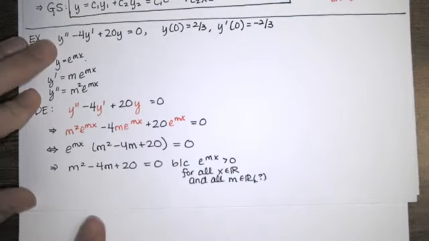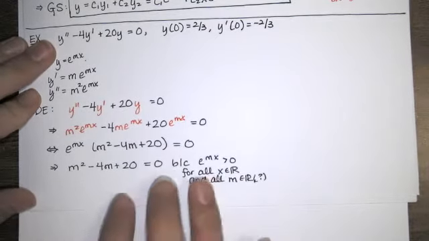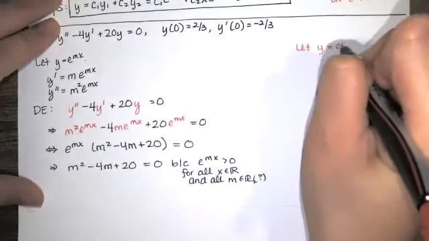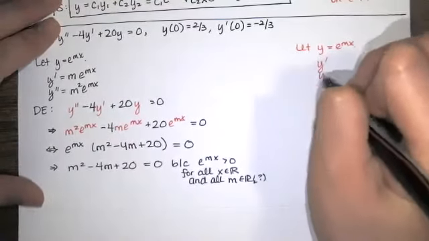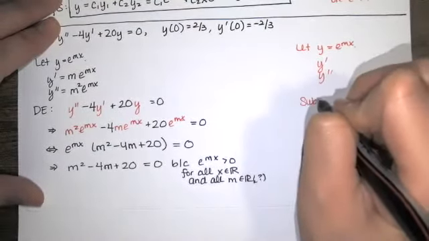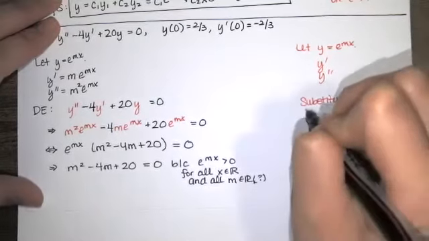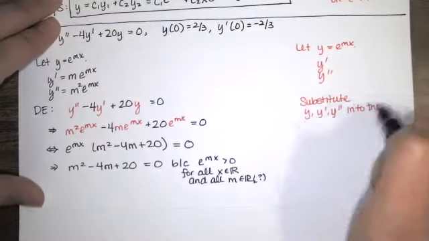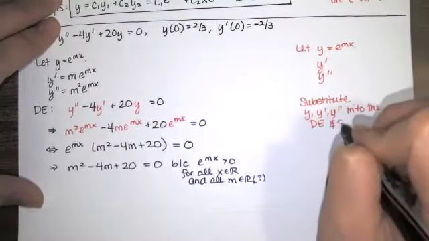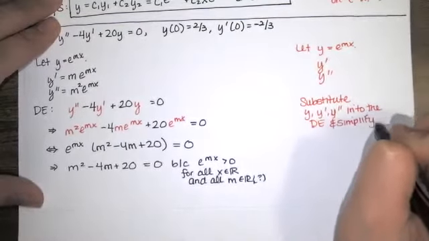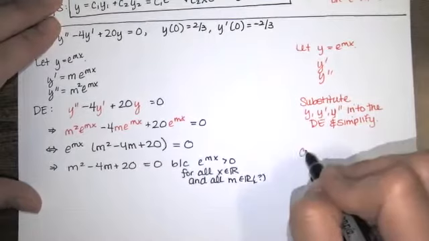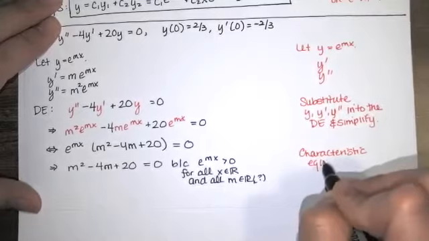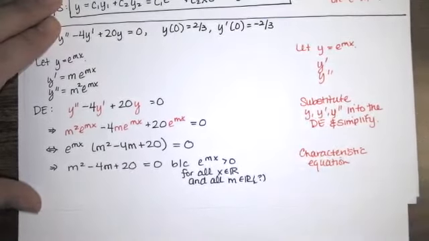So now I've got m squared minus 4m plus 20 equals 0. You can take this equation and solve for m. So we let y equal e to the mx. We computed y prime and y double prime. Then we substituted y prime and y double prime into the differential equation. And we simplified. And then after simplification, we had this characteristic equation. Now we're just going to solve this for m.